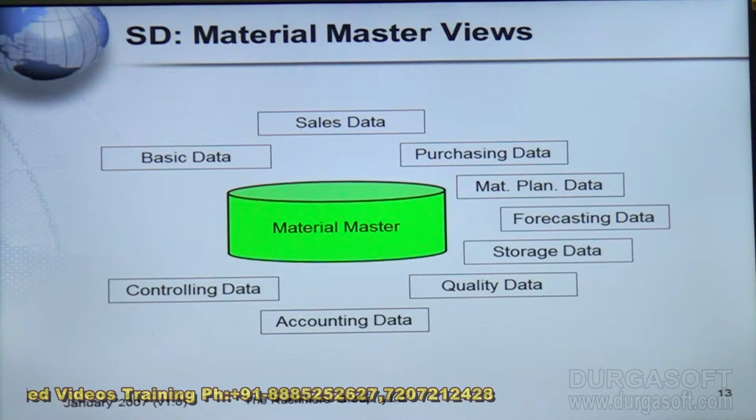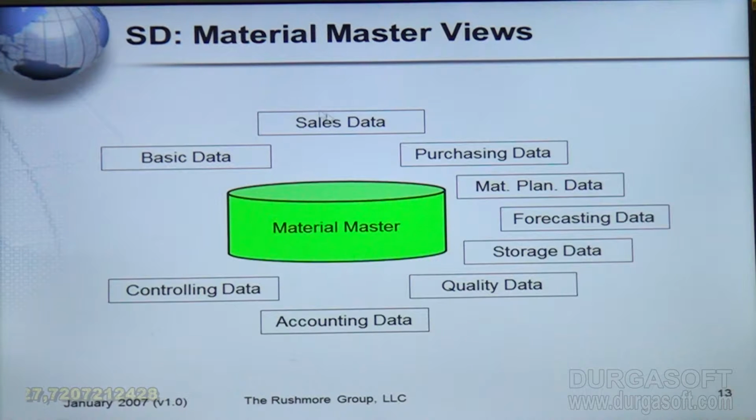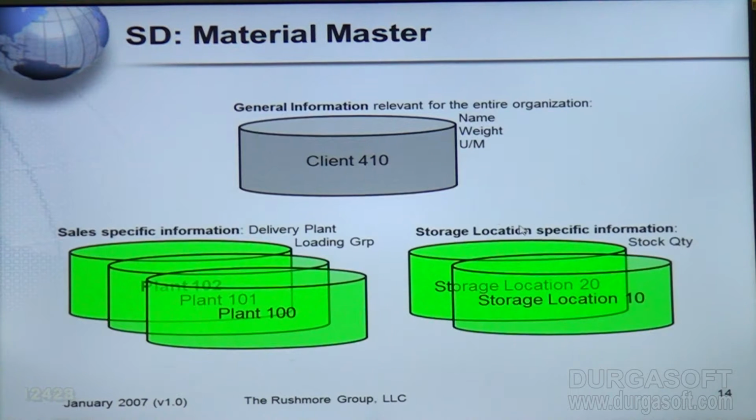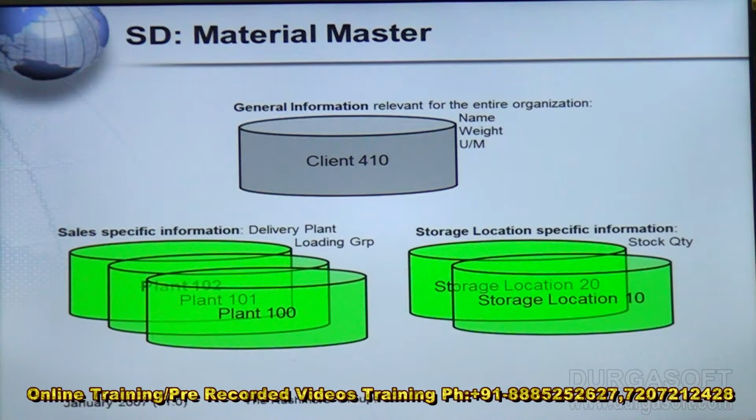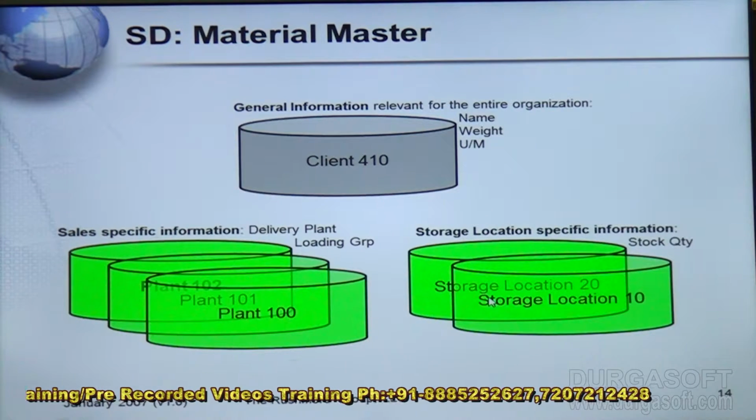So this is how the views look in business. Whenever you perform any activities on basic sales information, this shows the purchase order data, material plant, forecasting as well as storage, quality data, accounting data, controlling data and some other categories. So this is some other material information, which has different files, storage location specific information and some other groups.